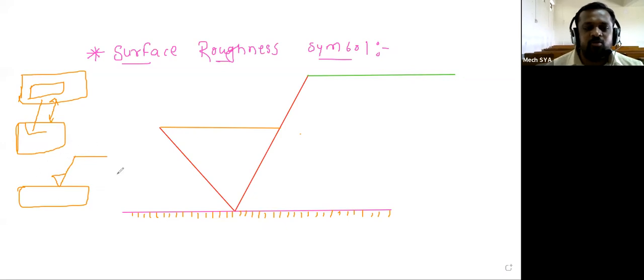Which information will this symbol give us, which type of information will be provided by this symbol to the worker? That point we have to discuss here.